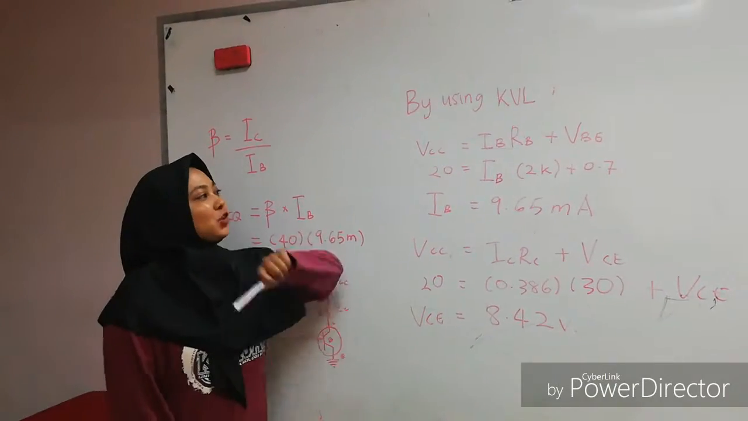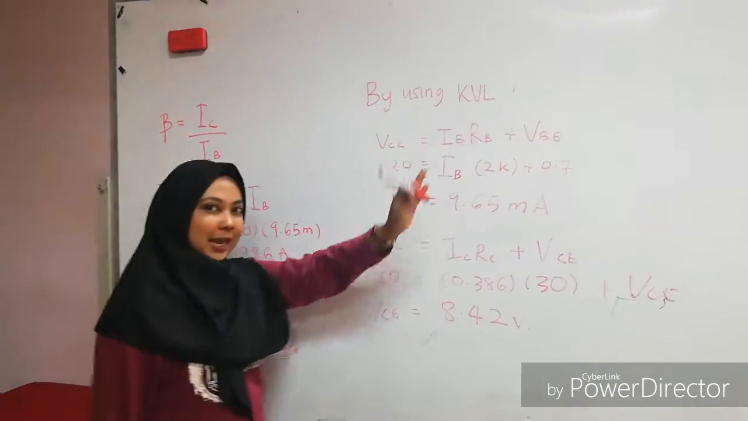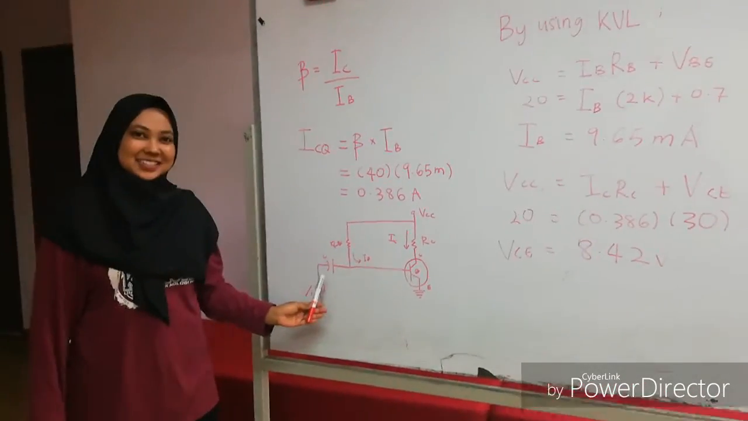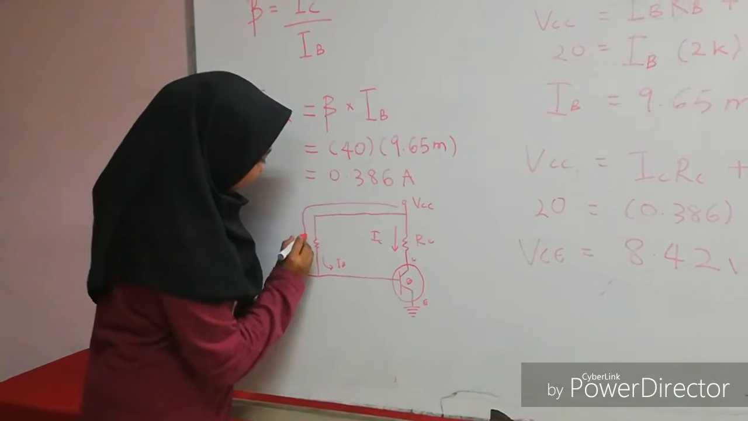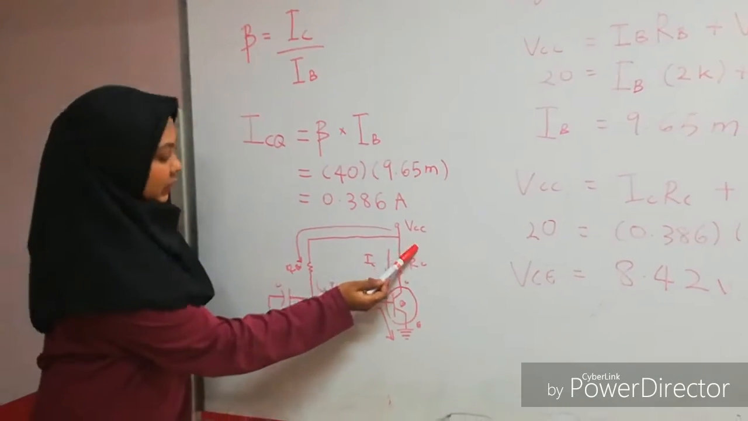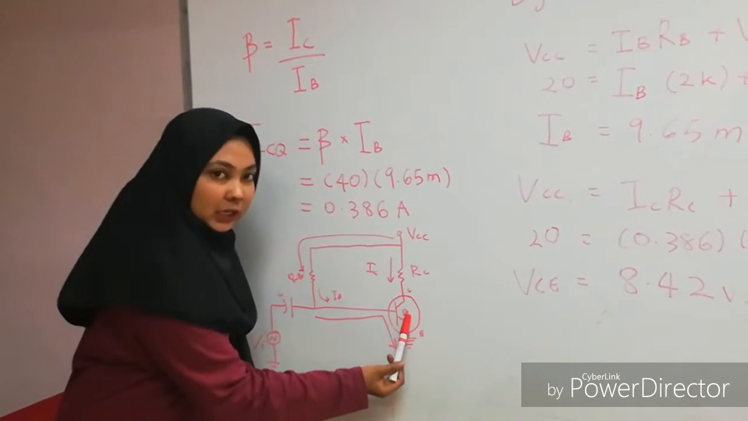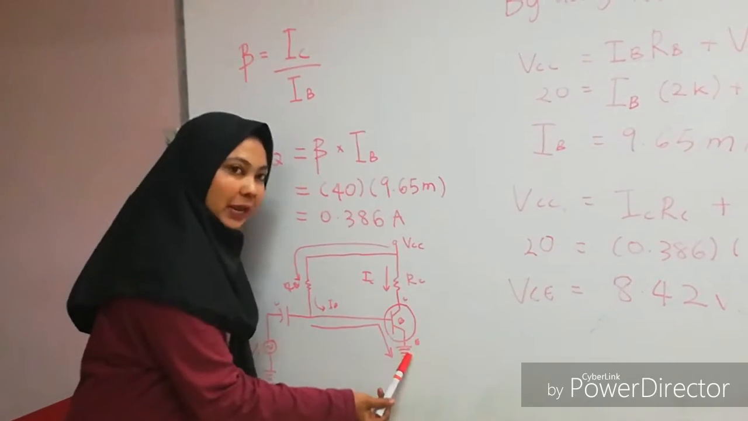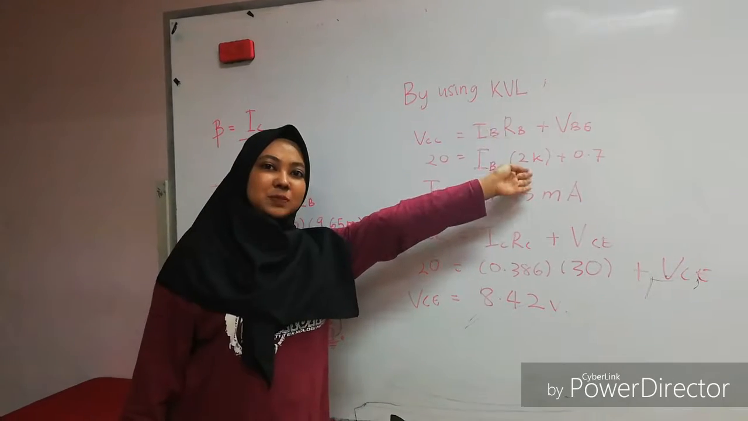How to obtain the equation VCC equal to IB RB plus VBE? To obtain this, we need to use the Kirchhoff voltage law and analyze this circuit given. We need to consider from here, VCC, until here to the ground. So VCC is equal to IB RB plus the voltage from the B to the E, from the base to the emitter in this transistor. So that we get this equation, VCC is equal to IB RB plus VBE.